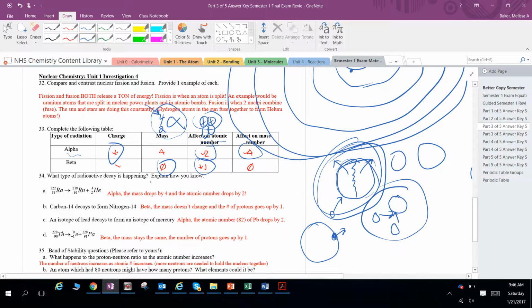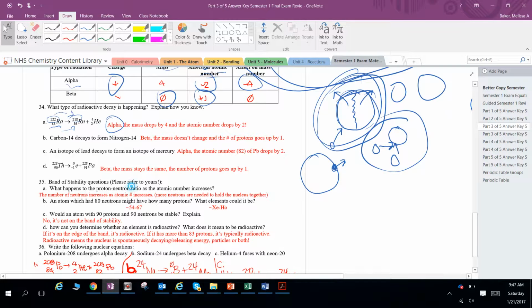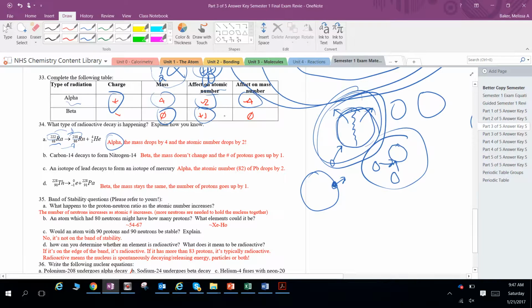Number 34 wants us to identify what kind of decay is happening. So here we see that the mass was 222, and now it's only 218. The mass went down by 4. The atomic number went down by 2. Automatically, that means it's alpha. Okay, going back to these numbers, it matches those.